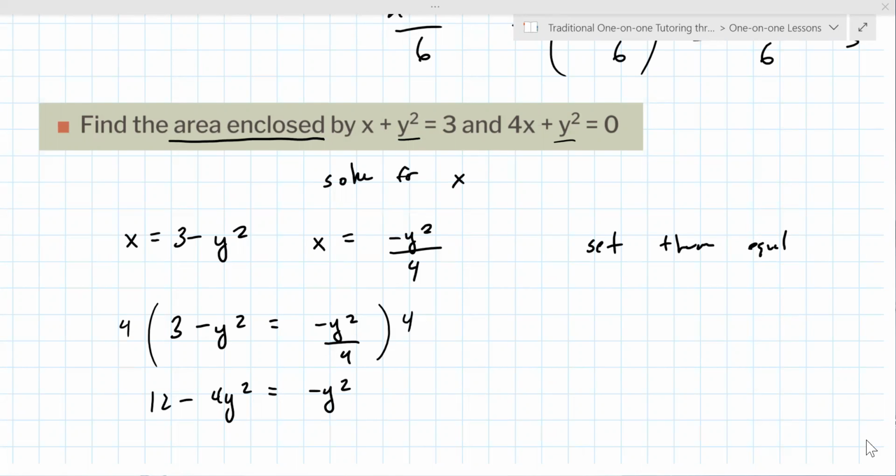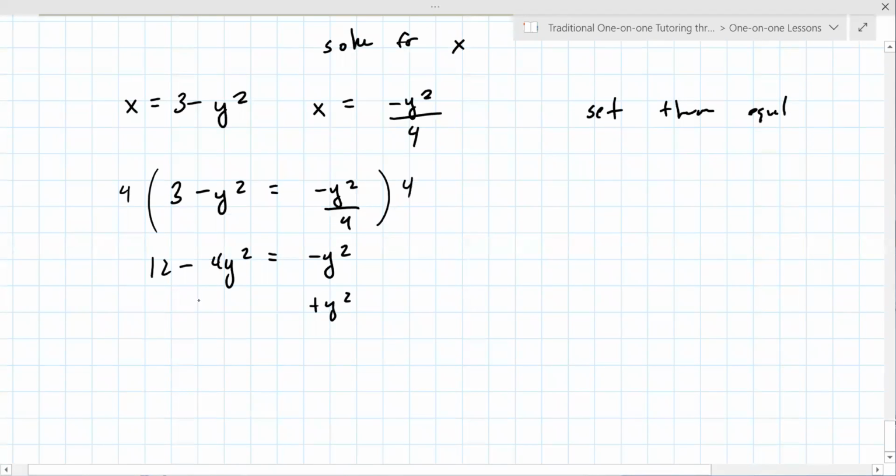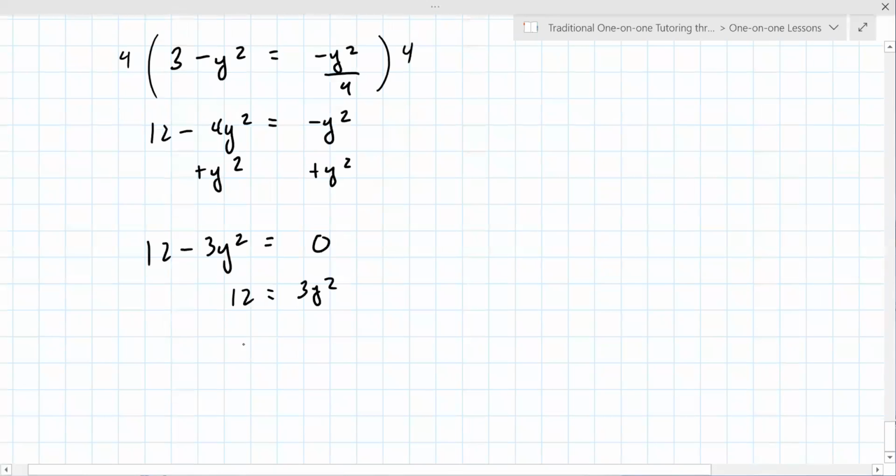Well, okay, so we're going to add y squared to both sides. All right, 12 minus 3y squared equals 0, and then you're going to solve for y. So you get 12 equals 3y squared. Divide both sides by 3, you get y squared equals 4. So y equals plus or minus 2. So as a result of that, you're going to integrate from -2 to 2, but with respect to y.